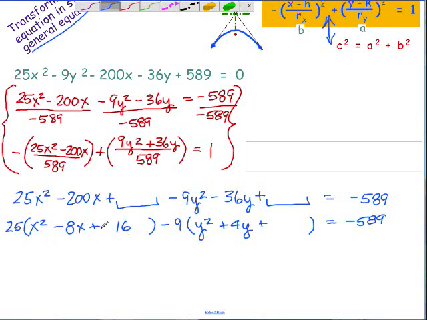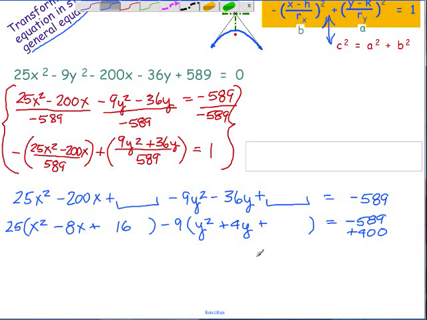I didn't just add 16, did I? I added 16 times 25. Whew. That's a lot. Well, 4 times 25 is 100, so 16 times 25 is 4 times larger. I just added 400 to the left side, so to keep it in balance, I need to add 400 to the right side.